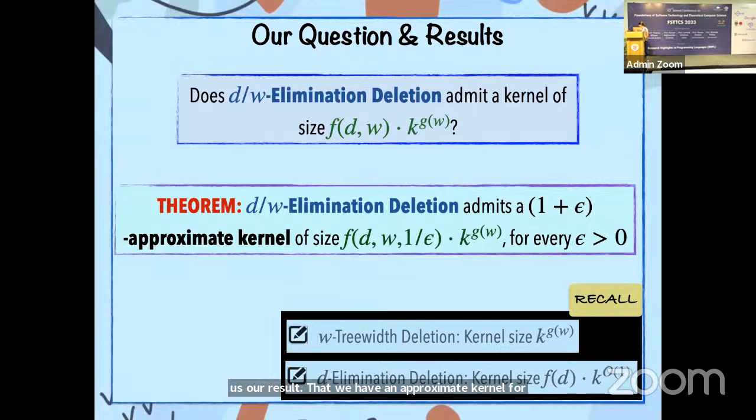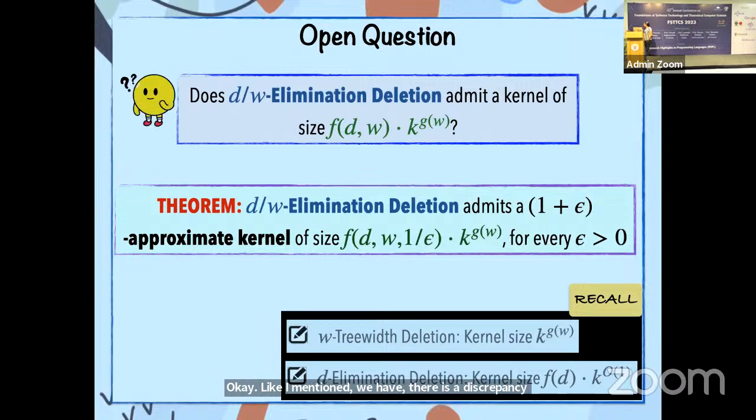Okay, like I mentioned, there is a discrepancy between the problem I stated and the result we obtain. So I'll end with the open question: can we obtain a polynomial kernel for this problem?